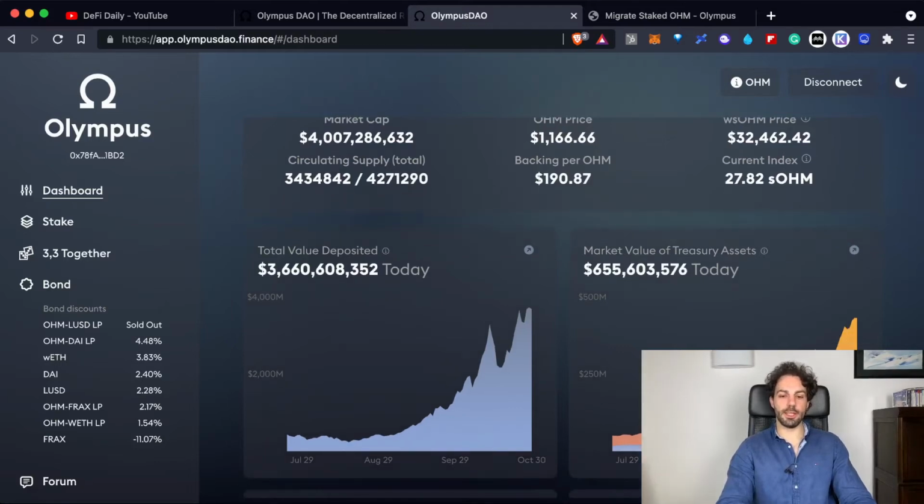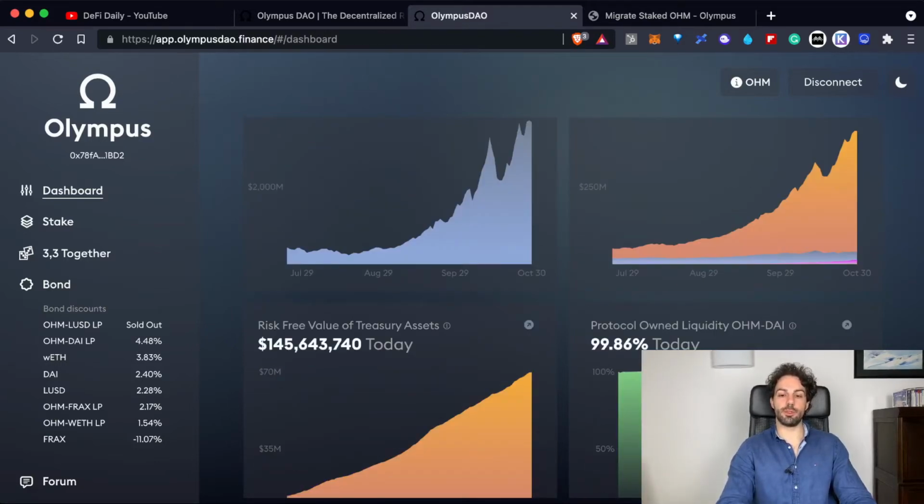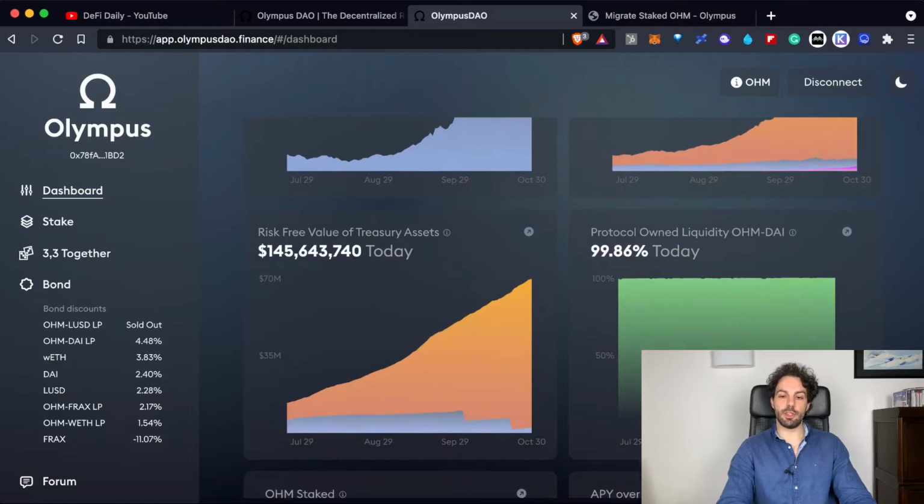What is also really interesting to notice from this dashboard is this: the protocol owned liquidity, OHM against DAI. What is interesting is that the protocol owns almost the whole amount of liquidity of that kind of pair. As you can see right now, they own 99.86% of the whole pool.